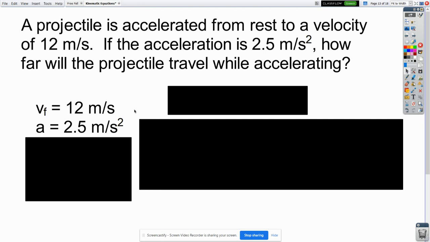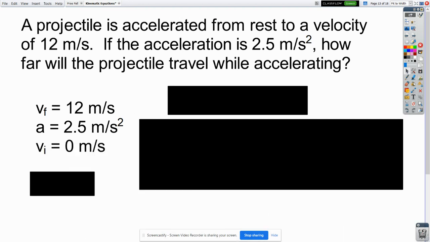From rest implies that you started at 0 meters per second. Hidden numbers. Got to watch them in a kinematic problem. They come up all the time. We want to know how far.